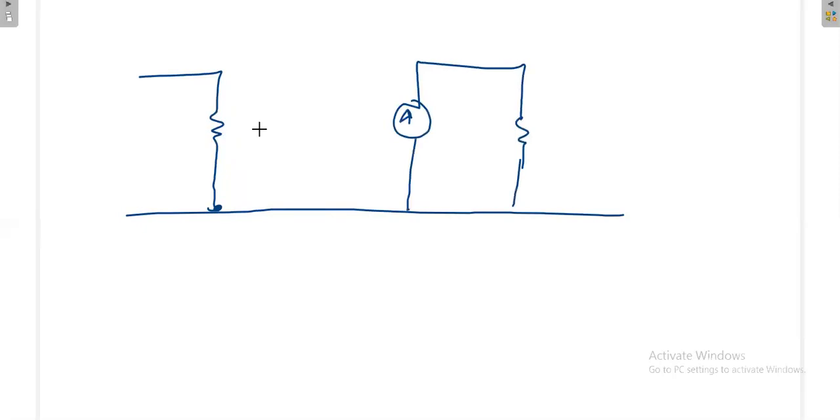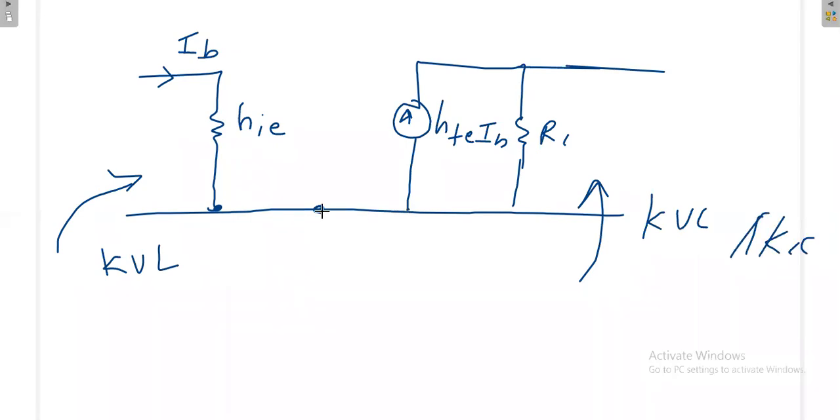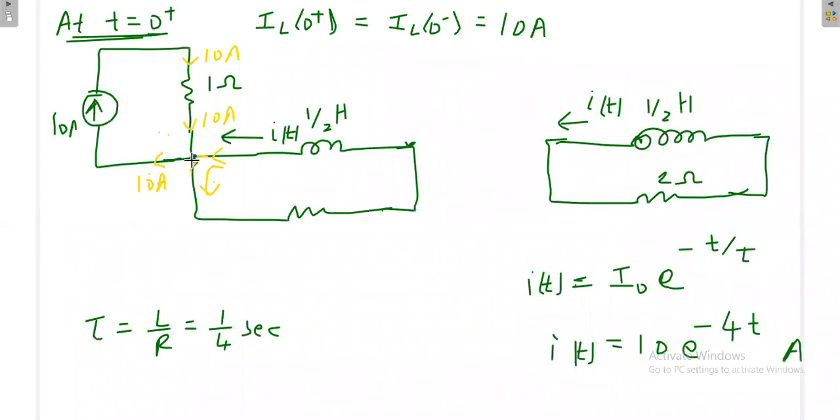Okay, this is like HIE, this is HFE IB, where IB is the input base current, and this is RC. Then that time this is like a common point where you are independently applying KVL or KCL here. You are not worried about this dot point that time. Similarly, the same only here also. Okay, the network is connected like this.